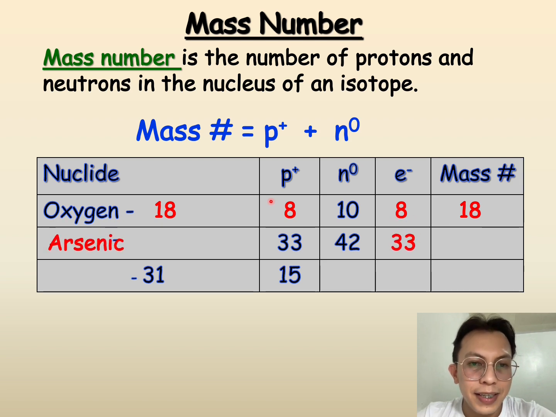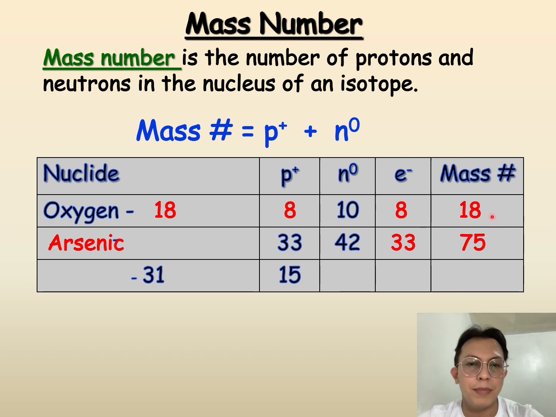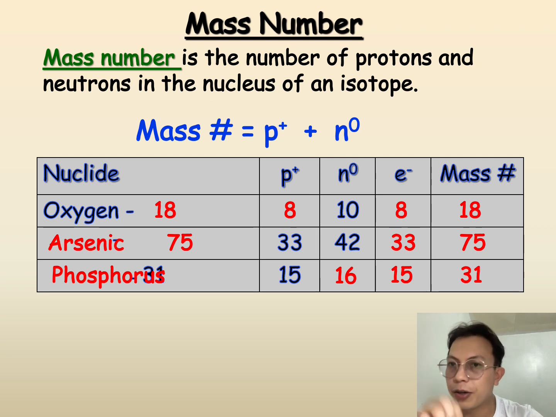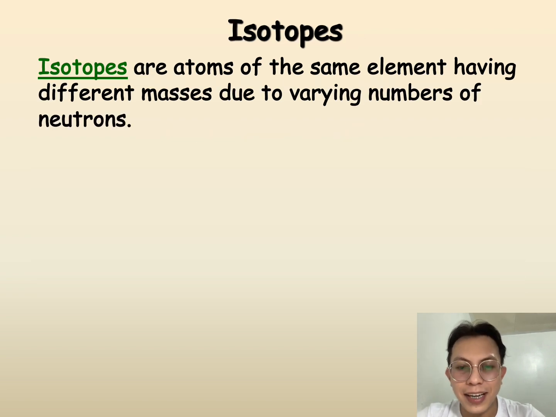So we have arsenic. The electrons are 33, because it is the same as the number of protons. The mass number is 75, you add the protons and neutrons. Next is phosphorus. So I hope you know how to complete the table using the formula.